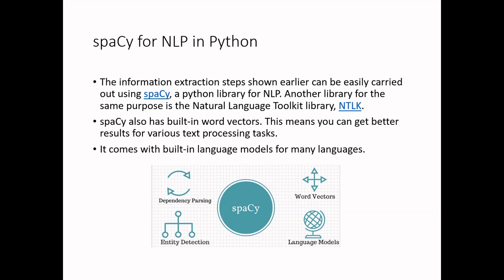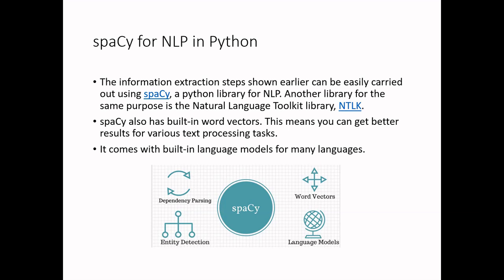There is another toolkit for natural language processing known as NLTK. NLTK is an older toolkit for natural language processing. spaCy is relatively newer. There is another one called FLAIR, F-L-A-I-R, and that is also an open source library for natural language processing.